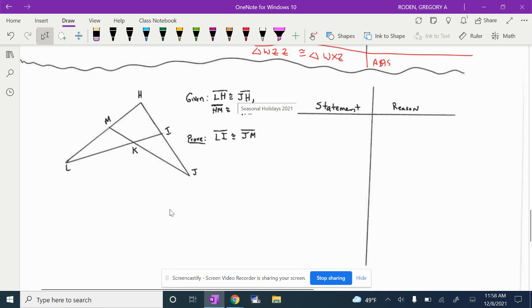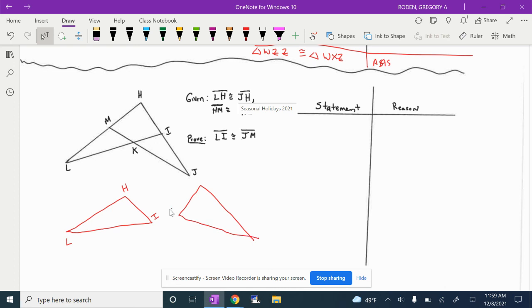All right, last one here. We're going to pull these two triangles apart really quick, guys. When I pull this apart, this is going to be H, this is going to be L, and this is going to be I. And then I pull it over here. So this is going to be M, this is going to be H, and this is going to be J down here. Now, our first statement is, I'm just going to write down all my givens here. LH congruent to GH, and also HM congruent to HI.